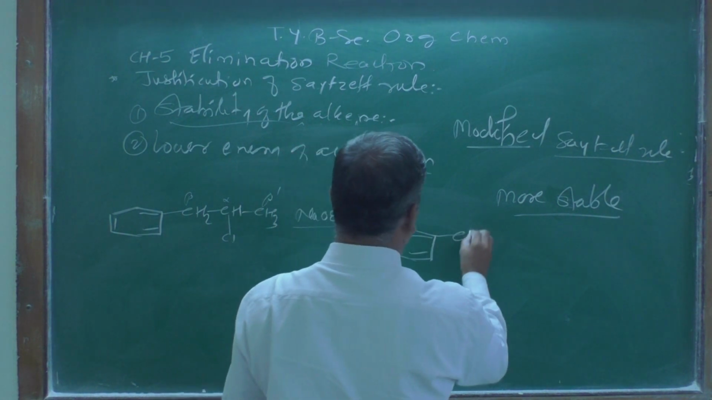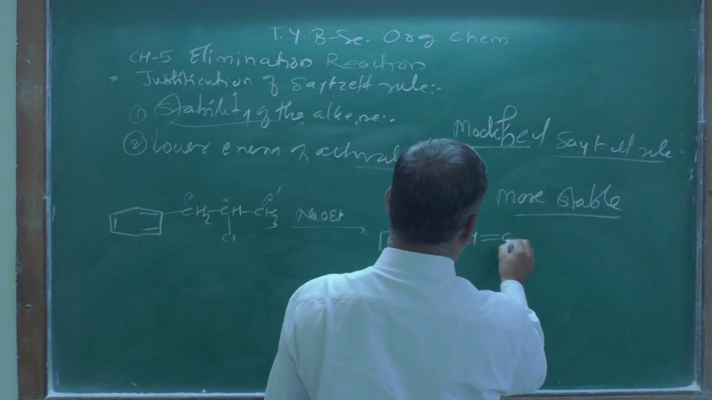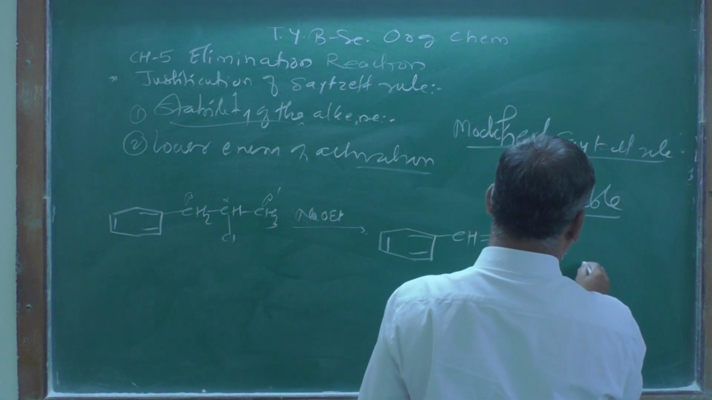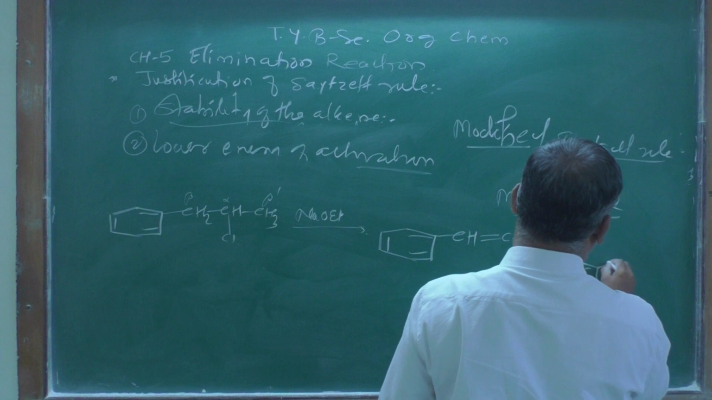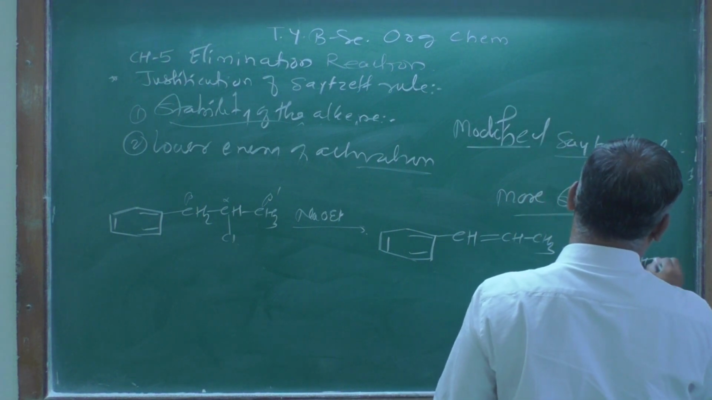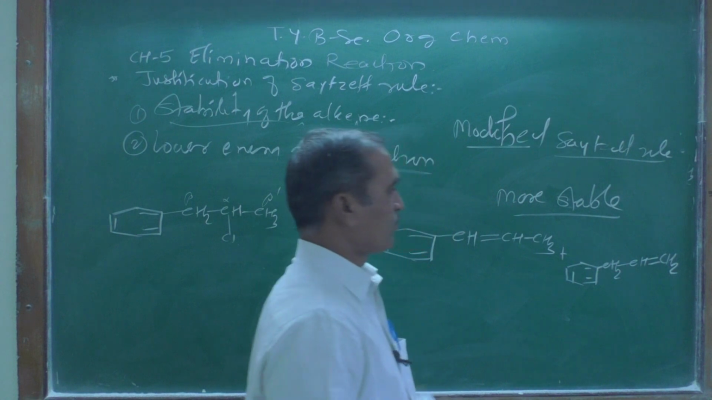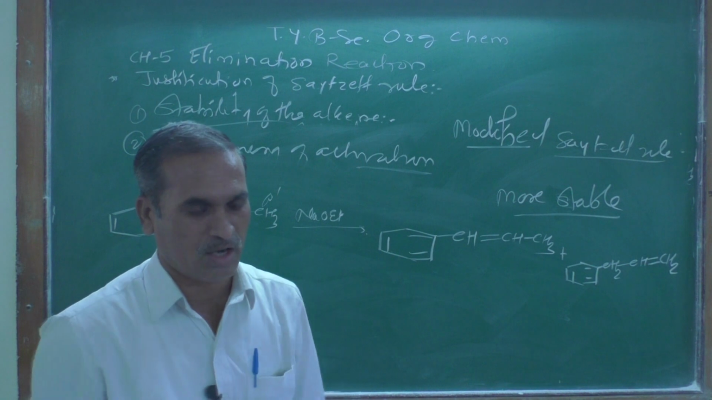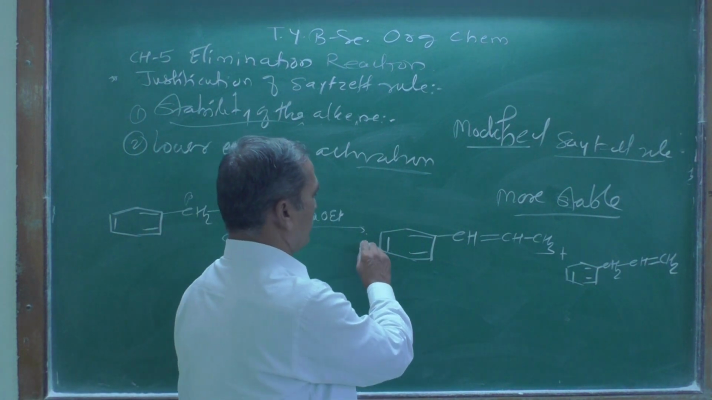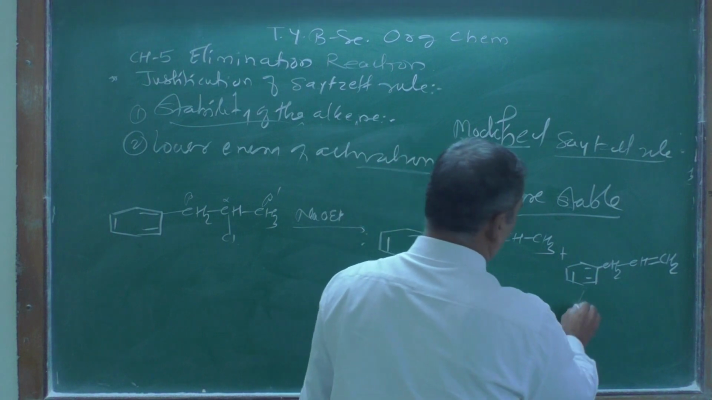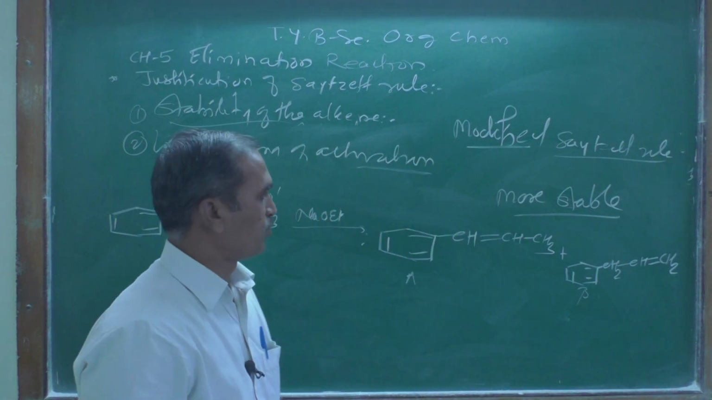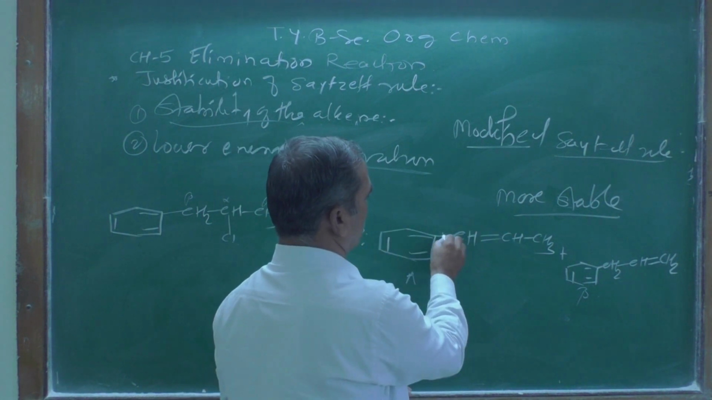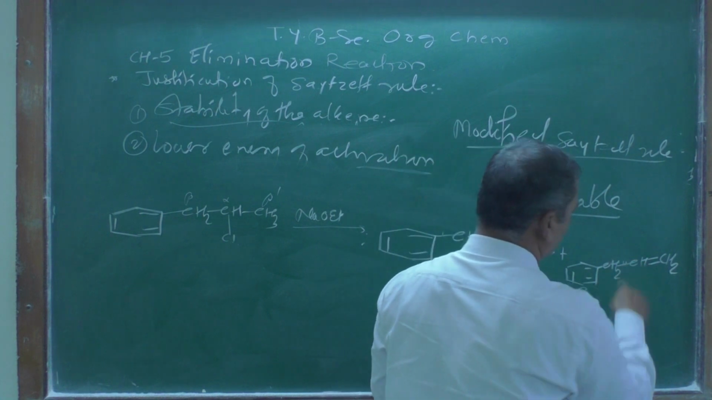I am writing as the first product CH double bond CH, CH3. Another one: CH2, then CH double bond CH2. Two products I am writing, one is this one, another one is this one. What do you think, in your opinion, is the first product, A, the major or is the B product the major? What do you think? Look here. According to the CH rule, this is disubstituted. Here it becomes monosubstituted.